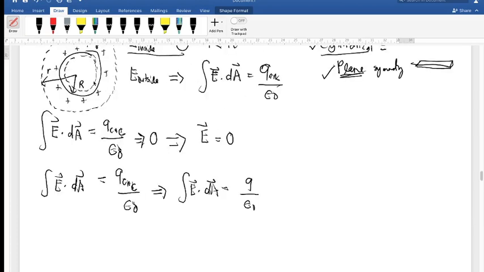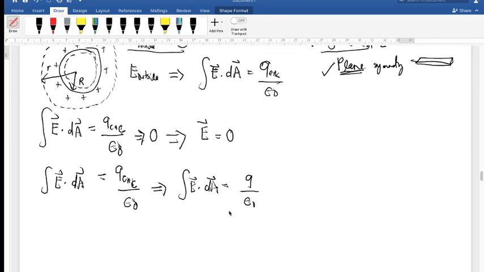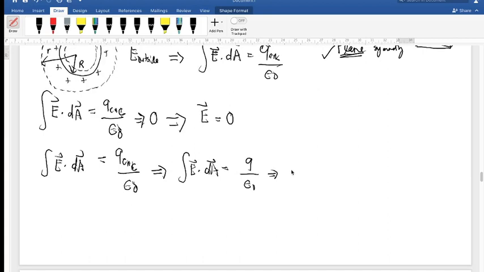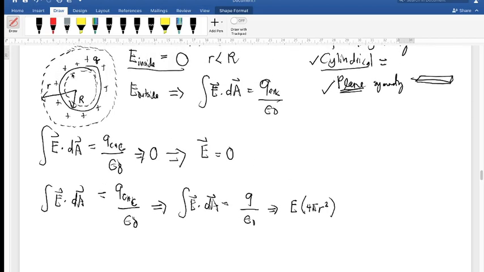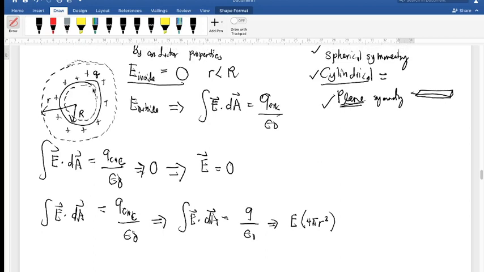Now, since your Gaussian surface is a sphere, the area of that sphere is 4 pi r squared. So, E times 4 pi r squared. Why did I put E outside the integral? Again, Gauss's law is for eliminating the long derivations of integrals, so it needs symmetry properties. If I have a Gaussian surface that is symmetric with the continuous charge distribution, then at any point on that Gaussian surface the electric field is constant. That is why E can be taken out of the integral.